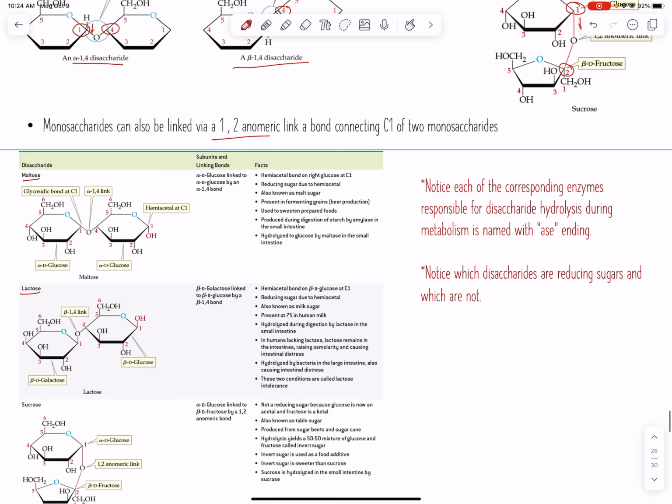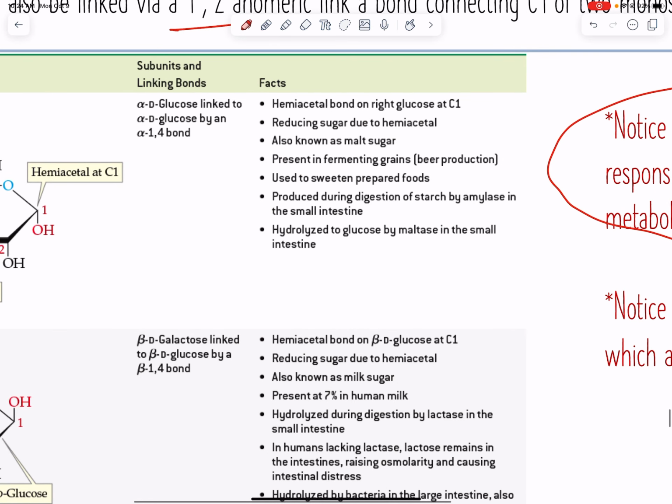What does this say over here? Notice, I'm reading this, each of the corresponding enzymes in an ACE. We'll get to that in chapter 19. I'm not too worried about you knowing enzymes right now. But this will be helpful when we talk about this in chapter 19, all the enzymes.